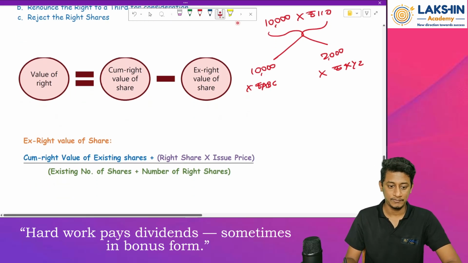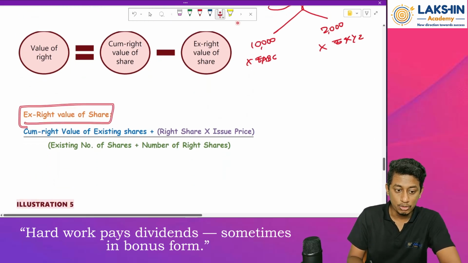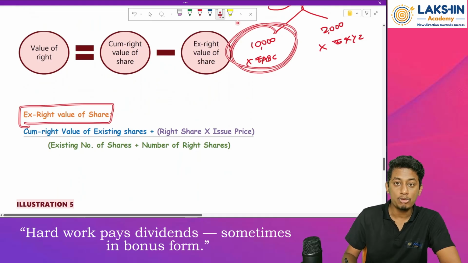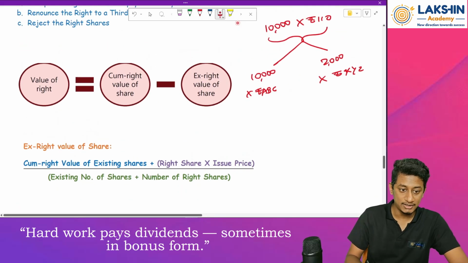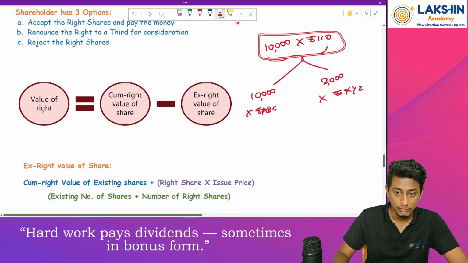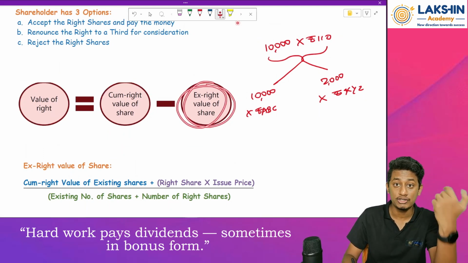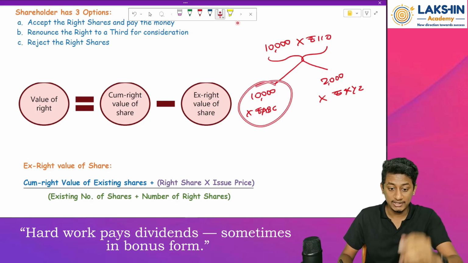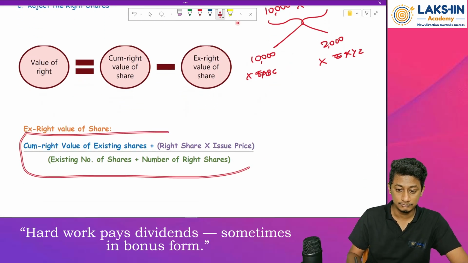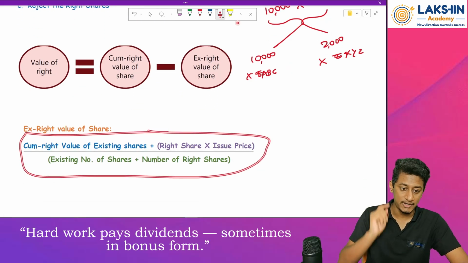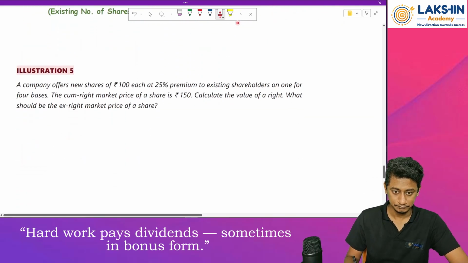Okay, so now comes the question: how to find this value? We need to find the value of a right. For that, we need the cum-right value, because this will already be given to us. Cum-right value, but we don't know the ex-right value. So how to find this? There's a formula for that. I will explain this with the help of an example. Look at the illustration.